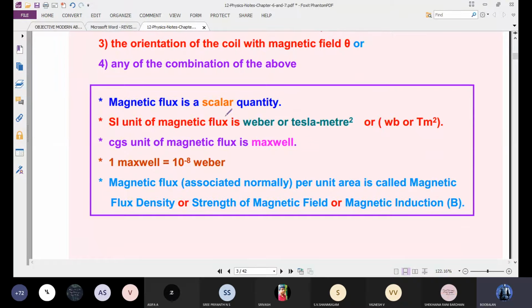The magnetic flux is a scalar quantity. The SI unit of magnetic flux is the Weber. The CGS unit is the Maxwell. 1 Maxwell is equal to 10 power minus 8 Weber.